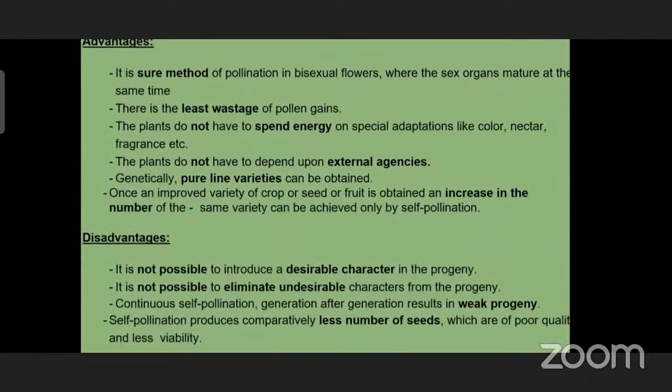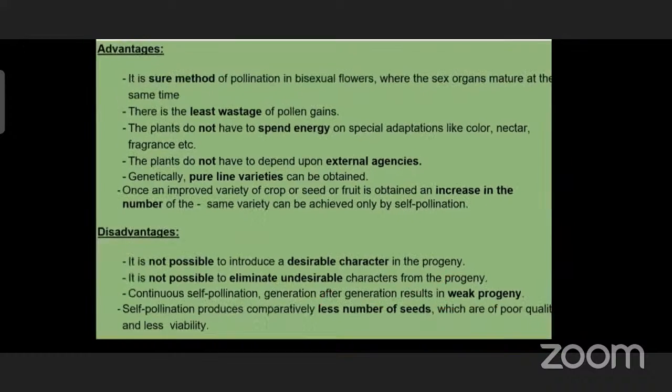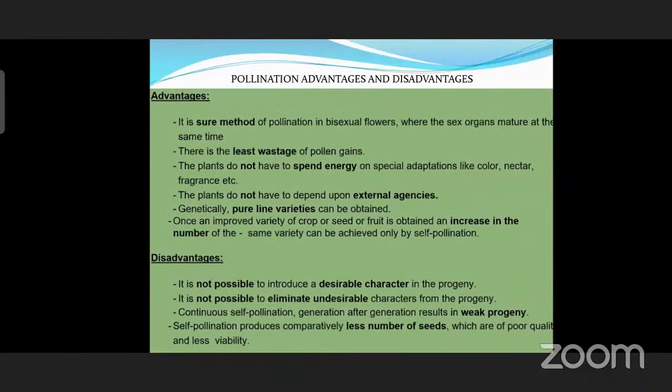And continued self-pollination, generation after generation, results in weak progeny. This is a disadvantage of the pollination process. And one more: self-pollination produces comparatively fewer seeds, which are of poor quality, and the pollen grains have less viability. These are disadvantages of self-pollination. So the disadvantages outweigh the advantages in this pollination process.